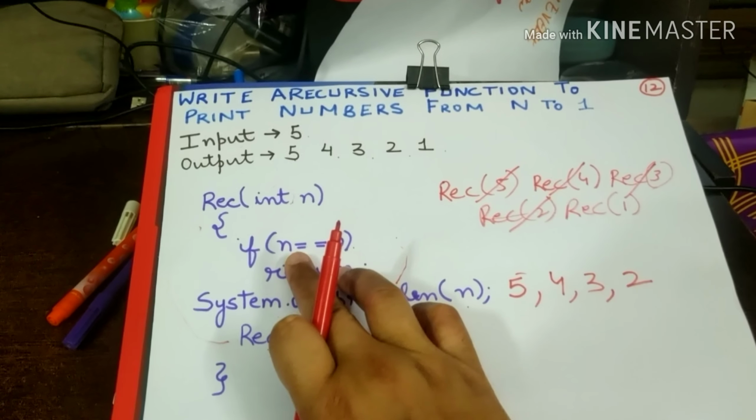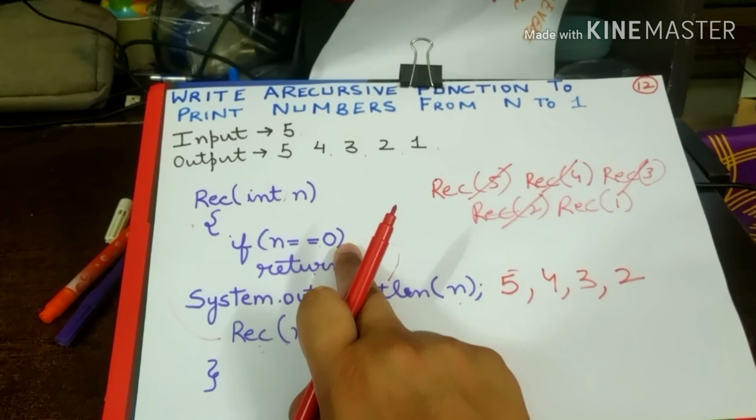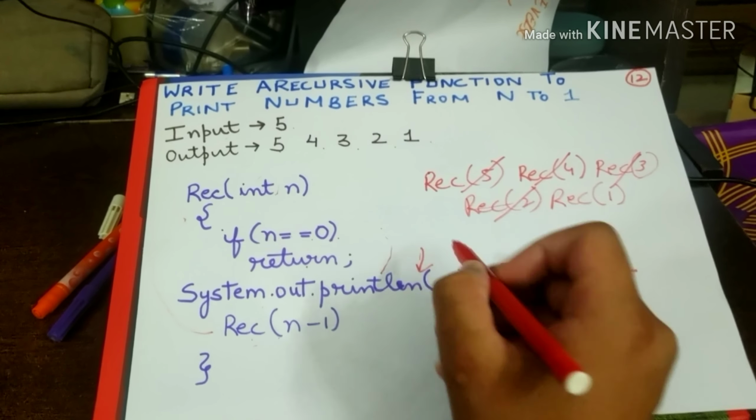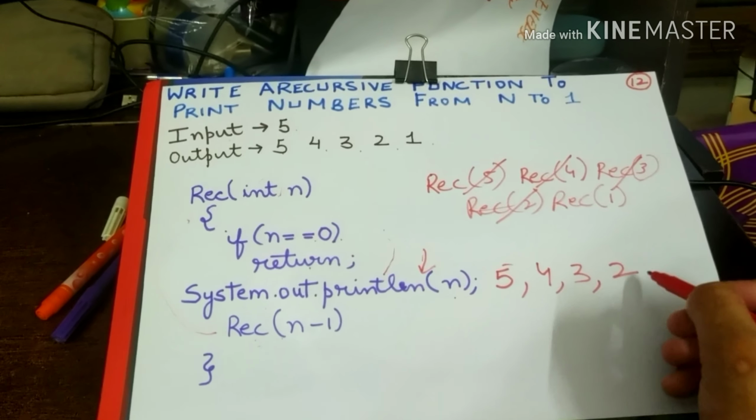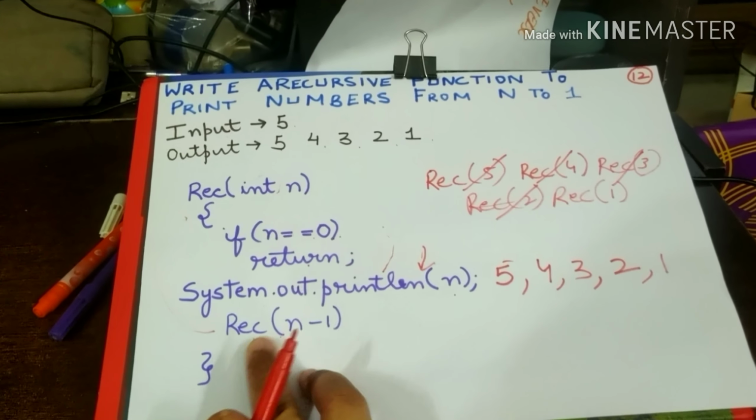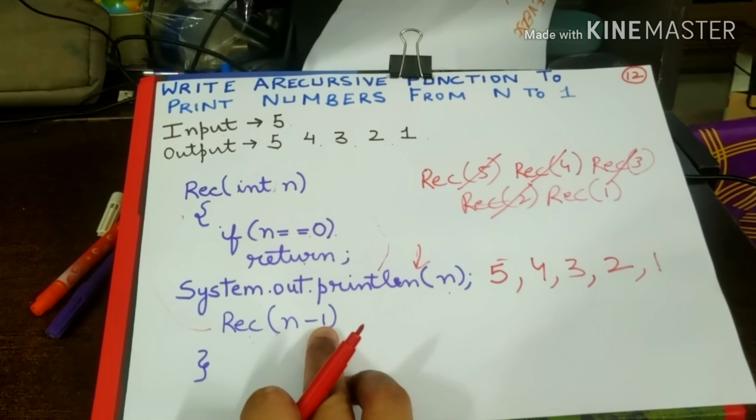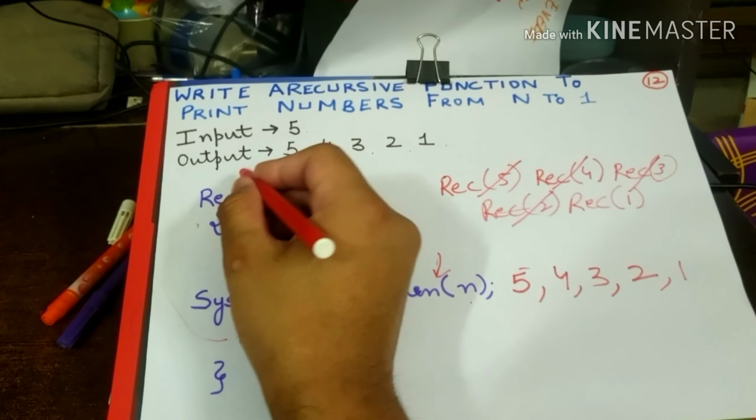Now is 1 equal to 0? No, so it will go to this statement. Now it will print 1. Now rec(1 - 1), that is rec(0). Now rec(0) will be called.